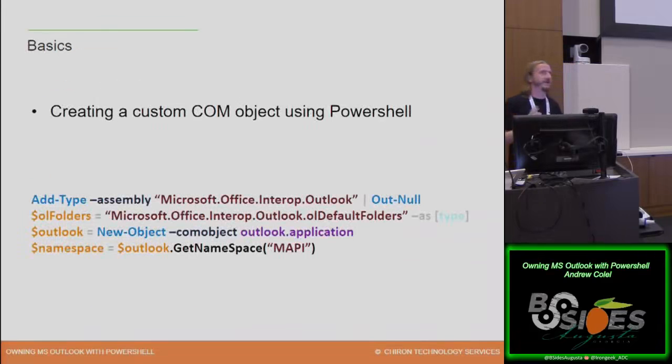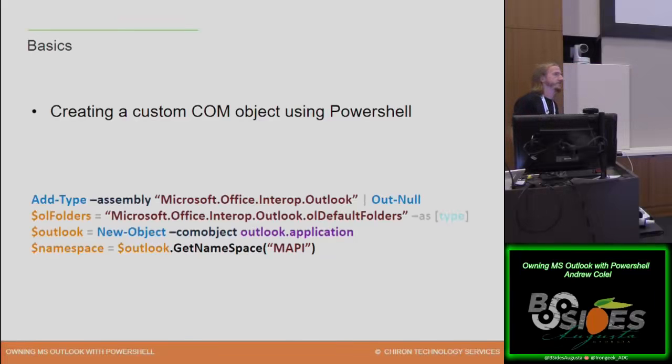Okay, so everything that I'm going to be doing here is based off the same general concept. We're going to be creating a custom COM object using PowerShell. For the first script, I'm just adding the Microsoft interop assembly. In a nutshell, that serves as a bridge between .NET and COM. For everything else, we're just going to be creating that new custom object for the Outlook application.